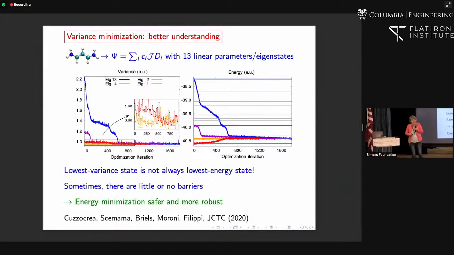Apparently, for a very complicated wave function, which is not yet sufficiently large to be close to the exact one, you'll find that the surface of the variance is such that you're actually losing the state. And so what we usually do is energy minimization, as it is much more robust. This was quite surprising for us because, well, okay, variance minimization will have its own advantages.